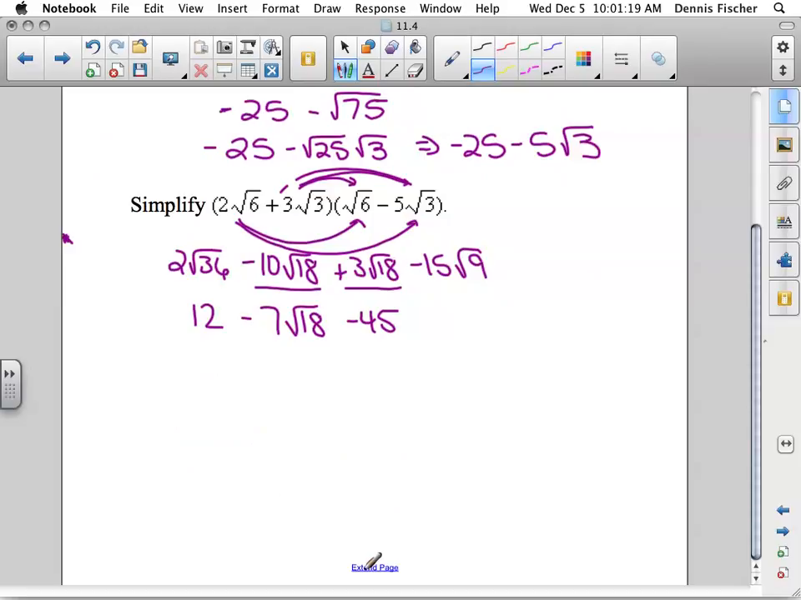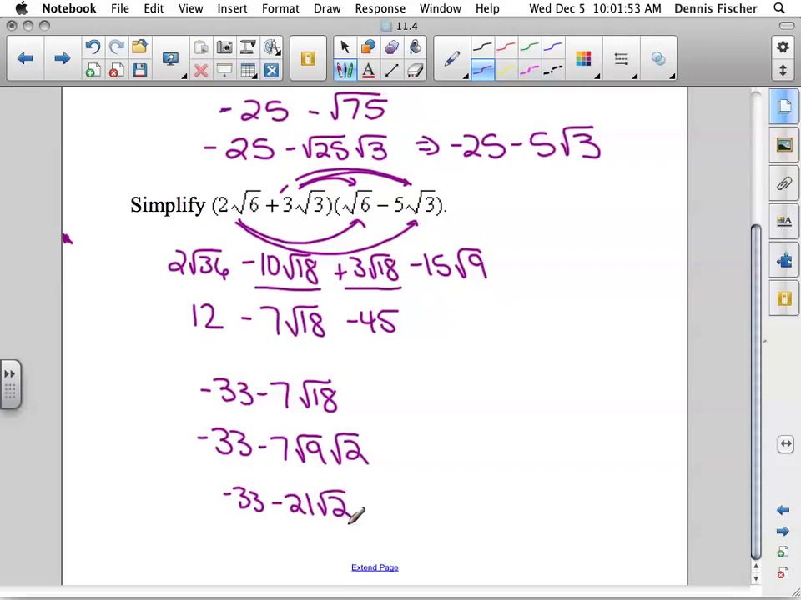12 minus 45 is negative 33. Minus 7 square root of 18. Okay, step by step. Now I think we're done, but square root of 18 has a square root in it. Square root of 9 and 2. We're going to break it down one more step here. Square root of 9 is 3, times the negative 7 is negative 21 square root of 2.